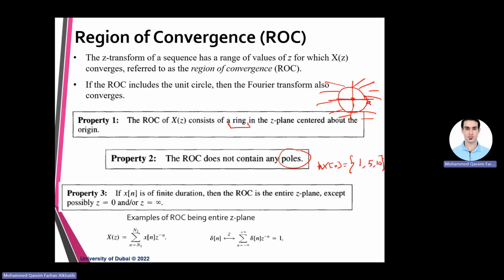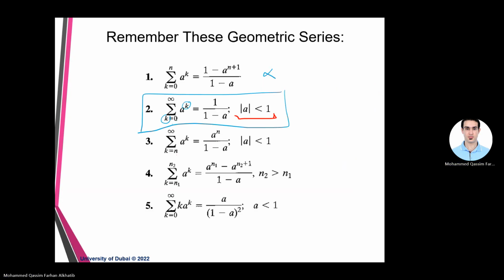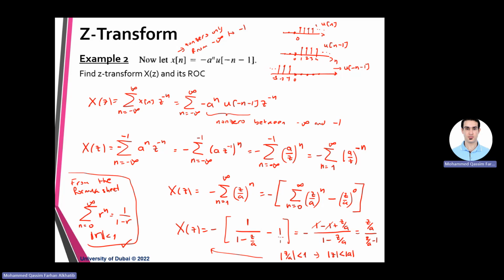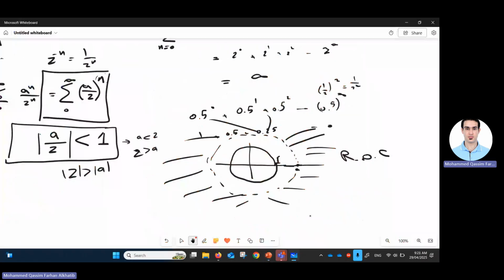All right. So here are the geometric series that we're going to be doing for this lecture. Another example, x of n equals negative a to the power n u of negative n minus 1. So we'll take it also to the whiteboard and solve it from scratch.